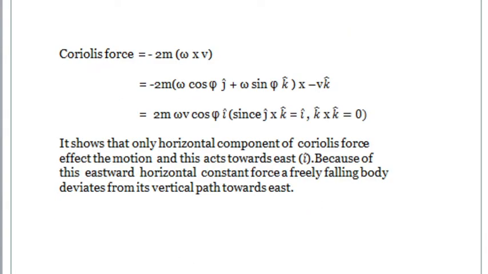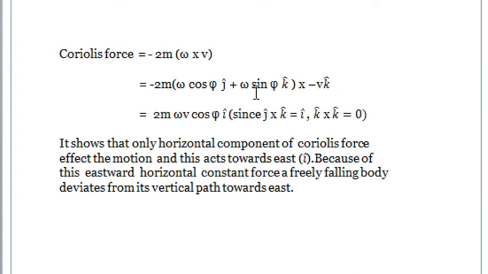Then we have the expression of Coriolis force as minus 2m omega cross V. Here I am just giving the values of omega and V. We know that omega is equal to omega cos phi j cap plus omega sin phi k cap. And in the case of a freely falling body, velocity V is considered as minus Vk, because in the case of falling in the downward direction, velocity should be taken as negative. So, here velocity is minus Vk.